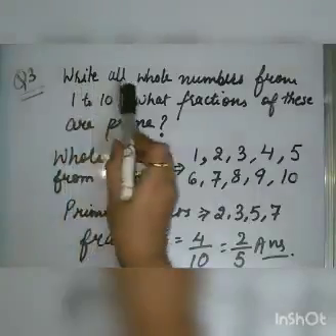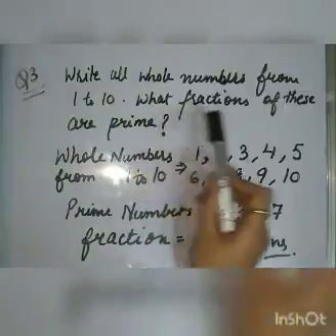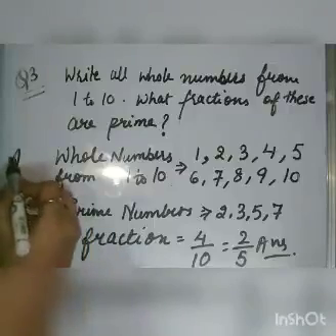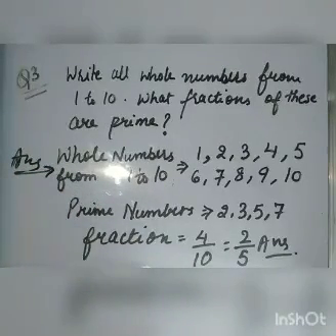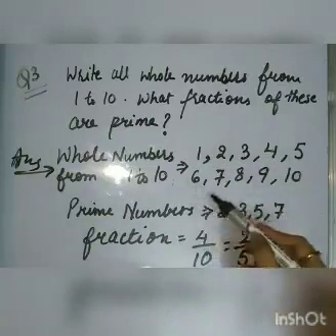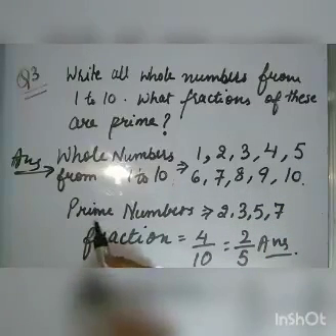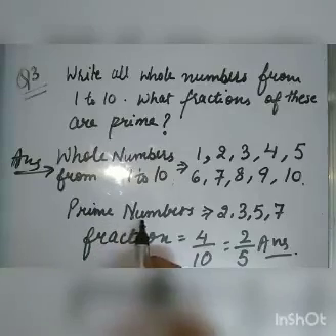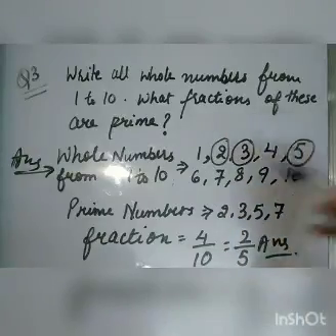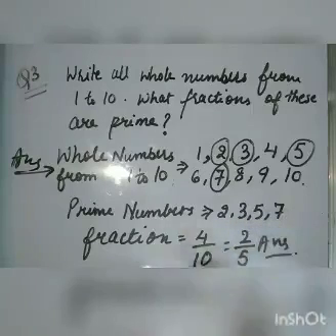Question number 3. Write all the whole numbers from 1 to 10. What fraction of these are prime? First of all, we will write the whole numbers from 1 to 10. That is 1, 2, 3, 4, 5, 6, 7, 8, 9, 10. Then we will calculate which of them are prime numbers. The prime numbers from 1 to 10 are 2, 3, 5 and 7.